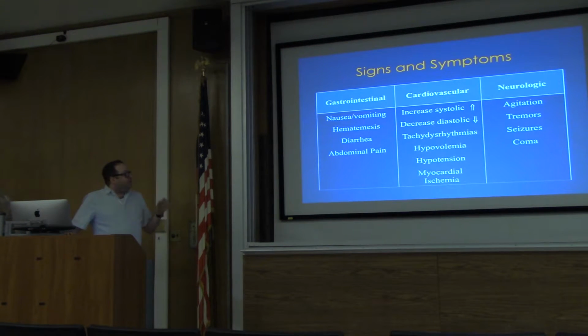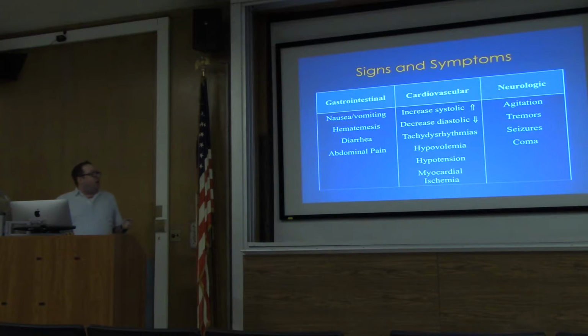So in terms of the signs and symptoms of these things, the kind of classic things that you're going to see in an acute overdose with methylxanthines is going to be nausea and vomiting. In chronic overdose, that might not be as reliably seen, but it's one of those drugs that if you're not vomiting, you didn't take enough acutely to hurt yourself. It really reliably causes vomiting.